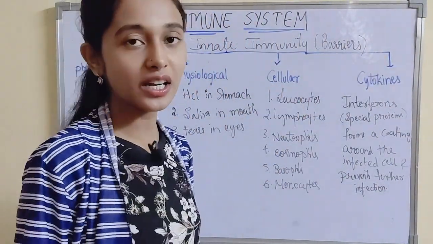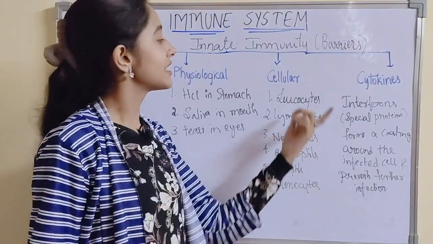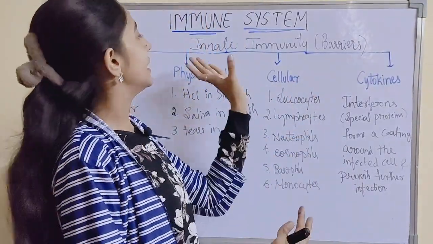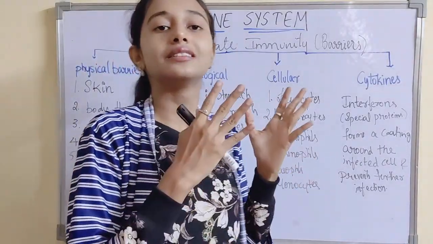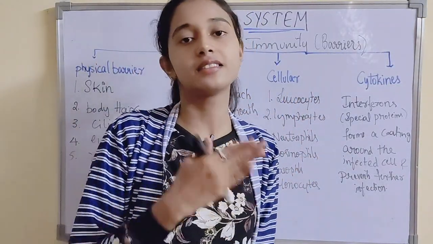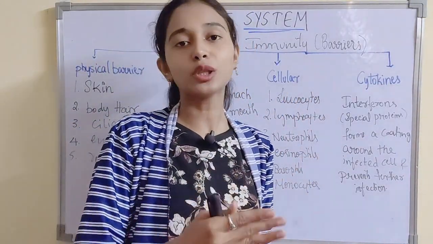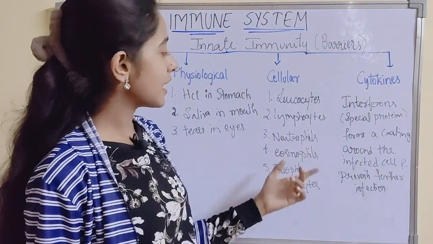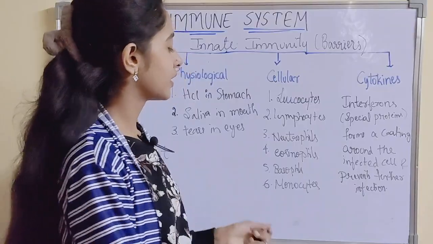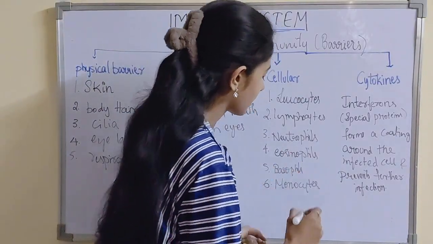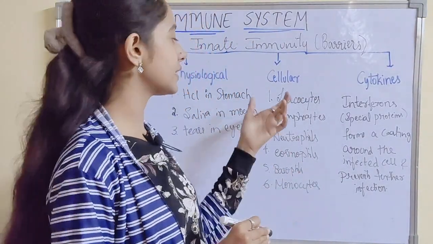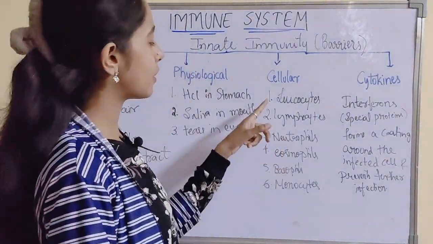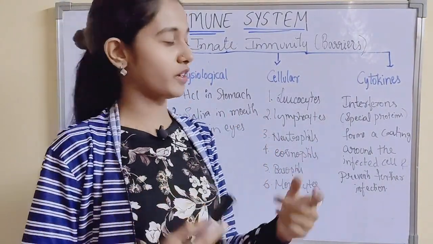And the third one is cellular barrier. Cellular barrier means cells. The cells which are involved in innate immunity, which fight against the disease, which fight against the pathogen. Those are leukocytes, WBCs, lymphocytes, neutrophils, eosinophils, basophils, and monocytes. Okay, these are all the cells which are involved in cellular barriers. We will talk about these cells in detail in the next video.